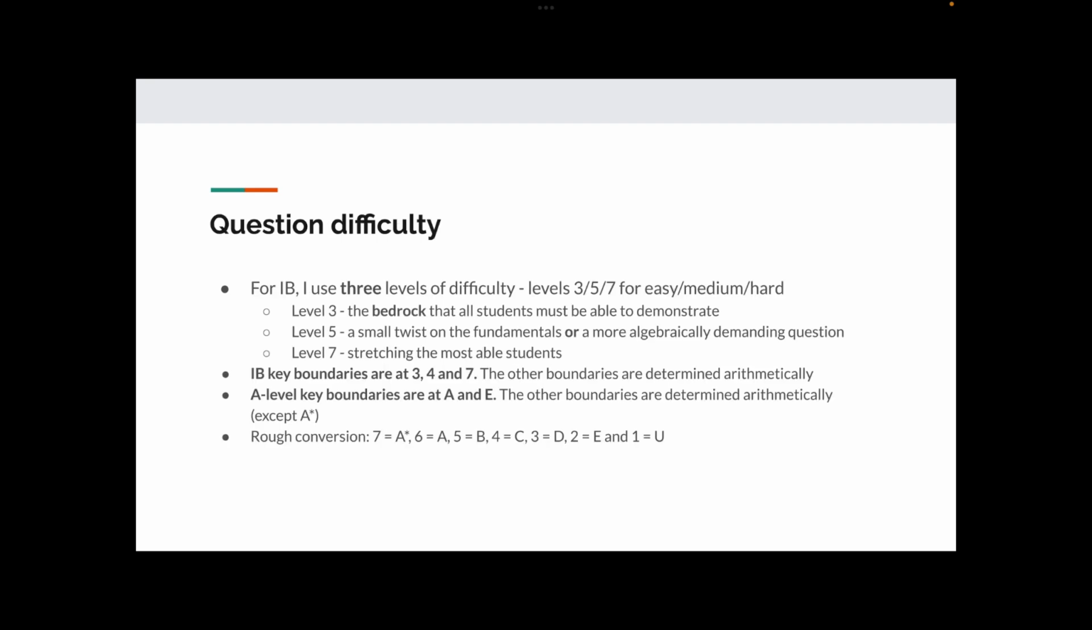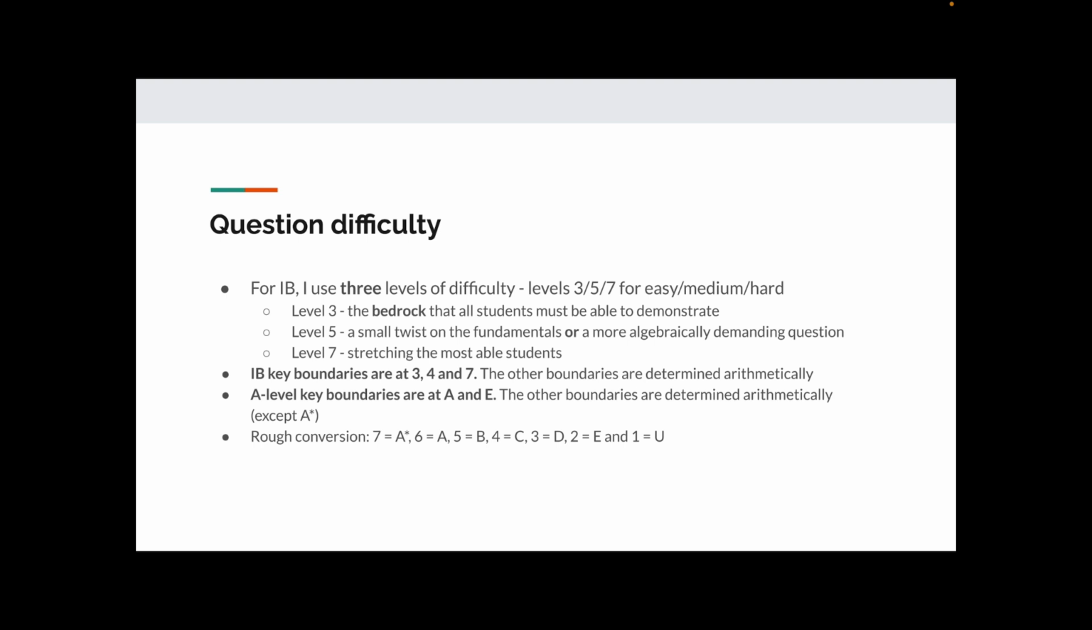A bit on the level of difficulty before we move on. So for IB, I prefer to have 3 levels of difficulty. Easy is level 3, medium is level 5, and hard is level 7. This should correspond to IB levels 3, 5, and 7. But of course, my perception of a level 7 student seems to be quite different from IB's.